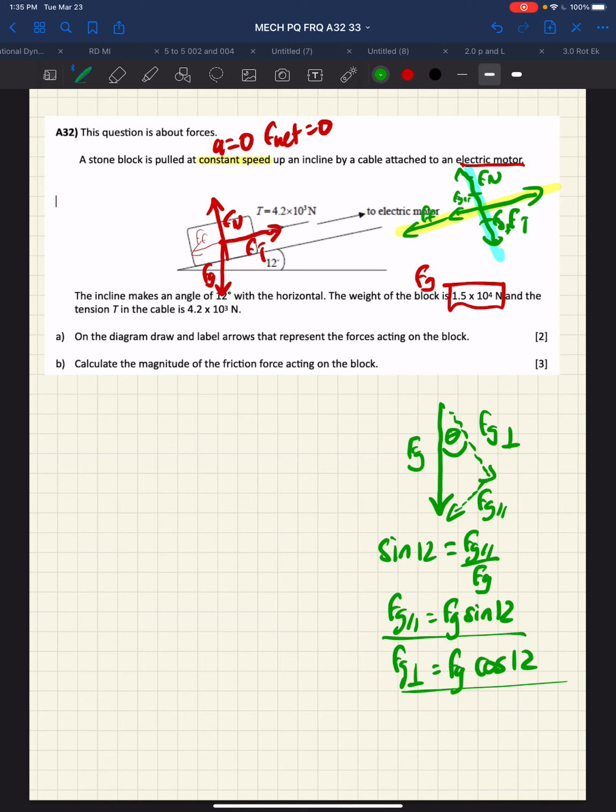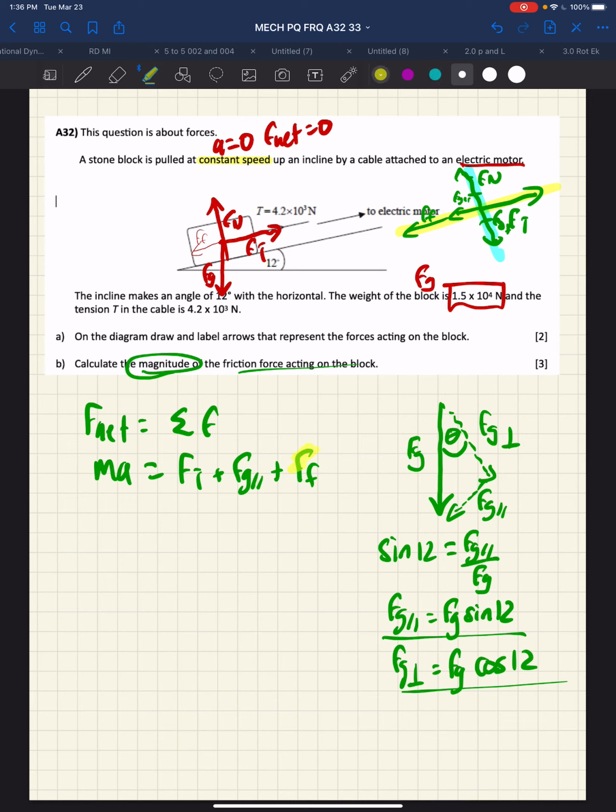All right. So next we're asked to calculate the magnitude, that means just the number, of the force of friction acting on the block. And our dear friend Newton's second law will come into play here. F net equals the sum of the forces, and the net force is ma. And the sum of the forces in this case is Ft plus Fg parallel plus force of friction. And what we are asked to find is the force of friction. We know the acceleration is 0. So the force of friction then is minus Ft minus Fg parallel.